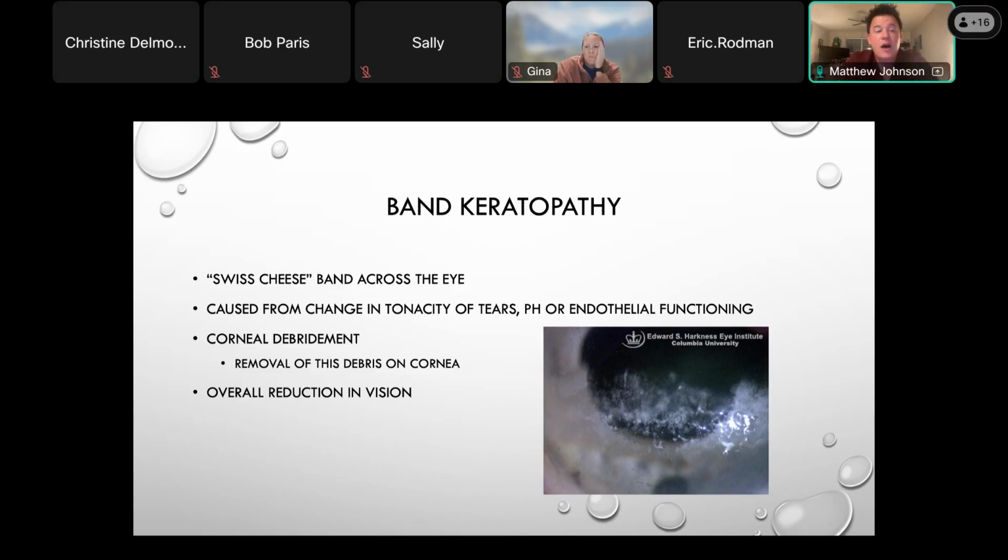This is caused by something going on with the tears where the pH changes, or the endothelium itself is not functioning properly. So the cornea itself is not at homeostasis, and it really causes a lot of issues. You get this Swiss cheese across the cornea that obviously dramatically brings down the vision.